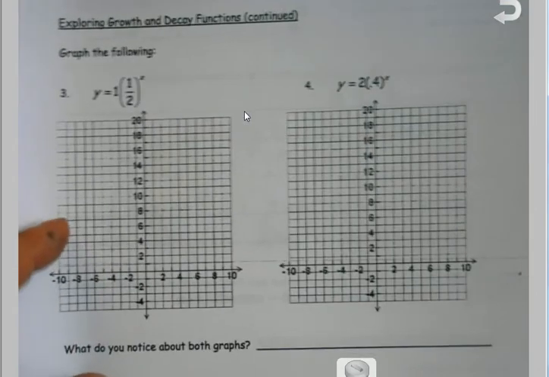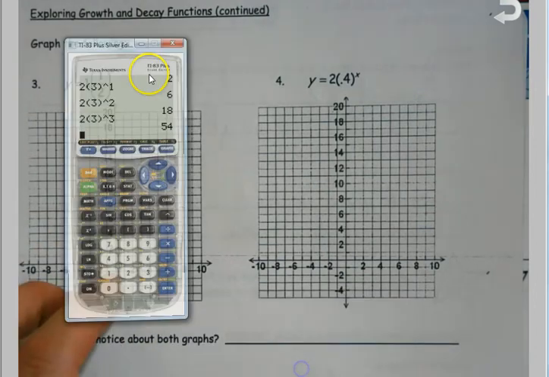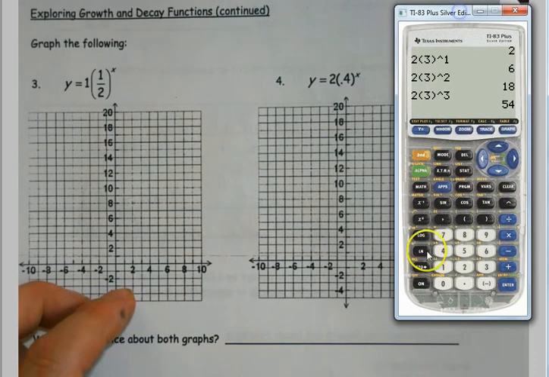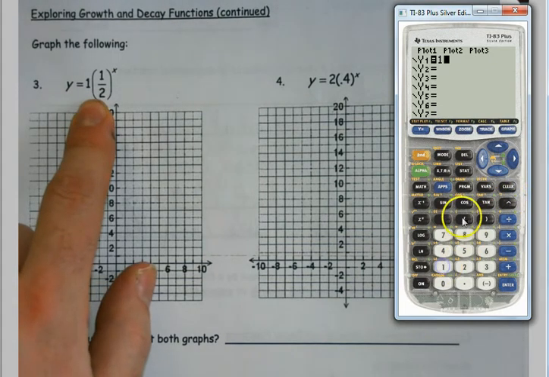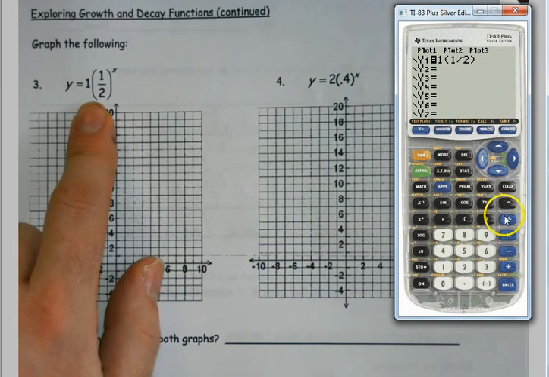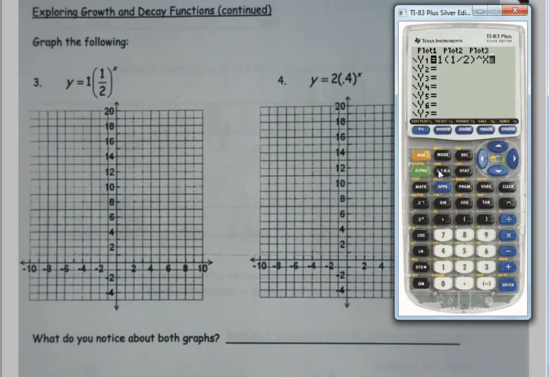So now decay is our other one. So again, since we have the graphing calculators, I say we use them. So we get back to here. And again, just type in exactly what you see. And again, if you're wondering on the fraction, I just use the division button for my fraction bar. I get that typed in.